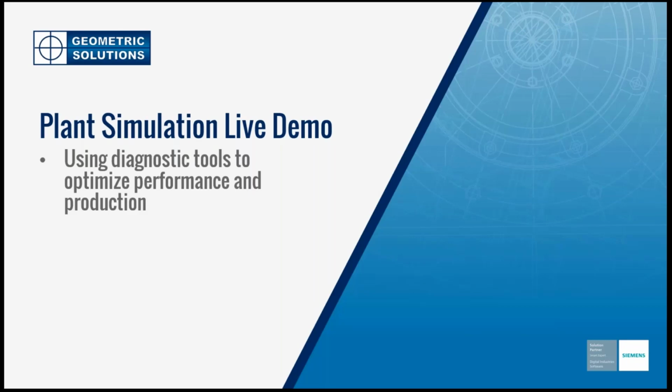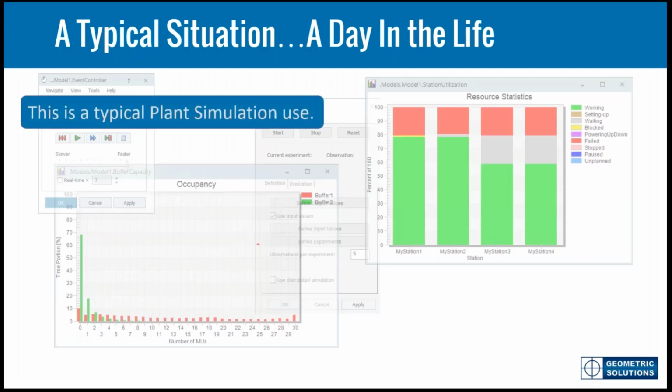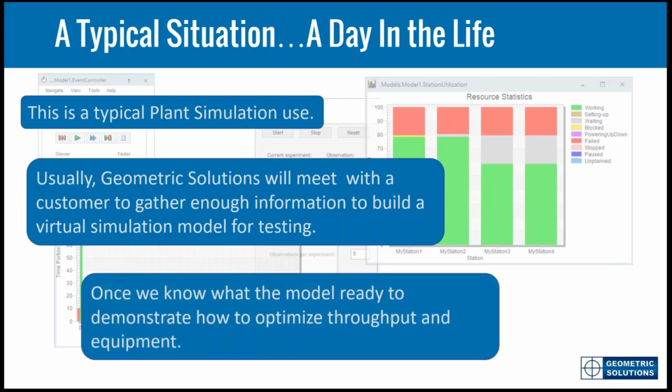So what I want to do now is talk about a typical situation. So we're going to do a live demo on a kind of a typical situation that we run into here at Geometric Solutions. So we're going to use diagnostic tools to optimize our performance and increase our production. So typically, we'll get a call from a customer, and they'll talk to us. We'll get some information, and we'll start building a simulation model to demonstrate for them and test out their ideas and just show them what it can do. And once we know we're ready to have the model optimized, we can get back with the customer and show them what we can deliver them.